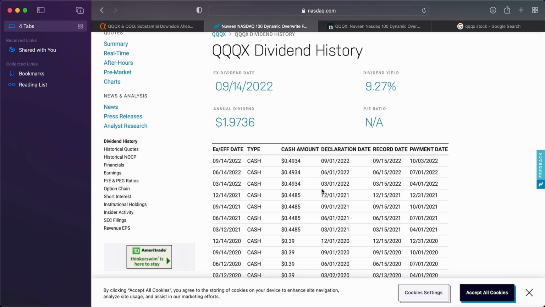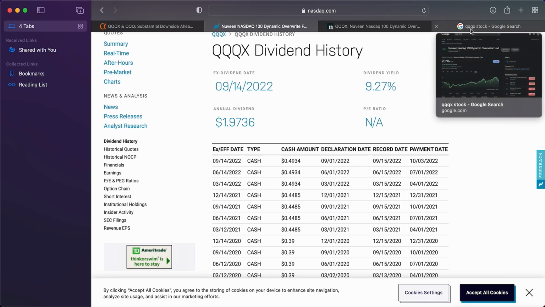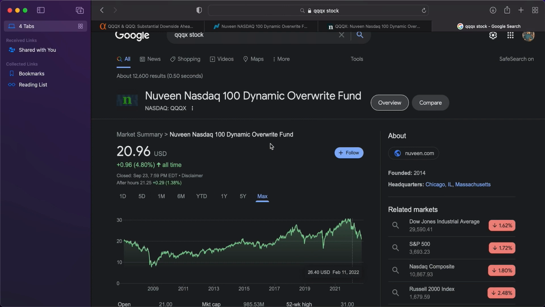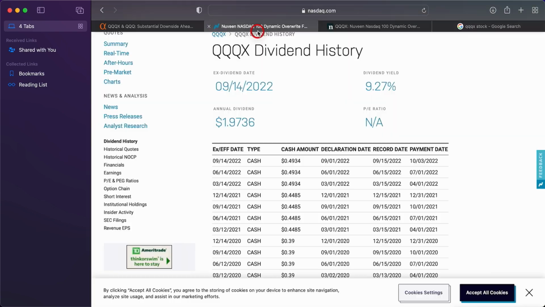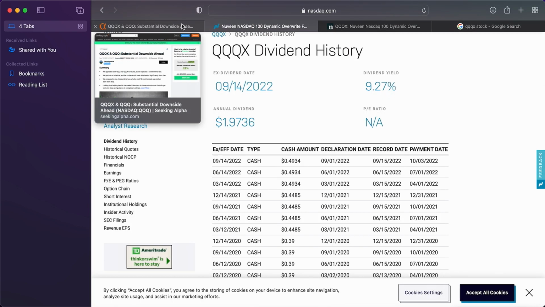But also ask yourself, would you be better off selling covered calls against individual stocks that you might own? Instead of going with a fund like this, you could actually look at individual names.